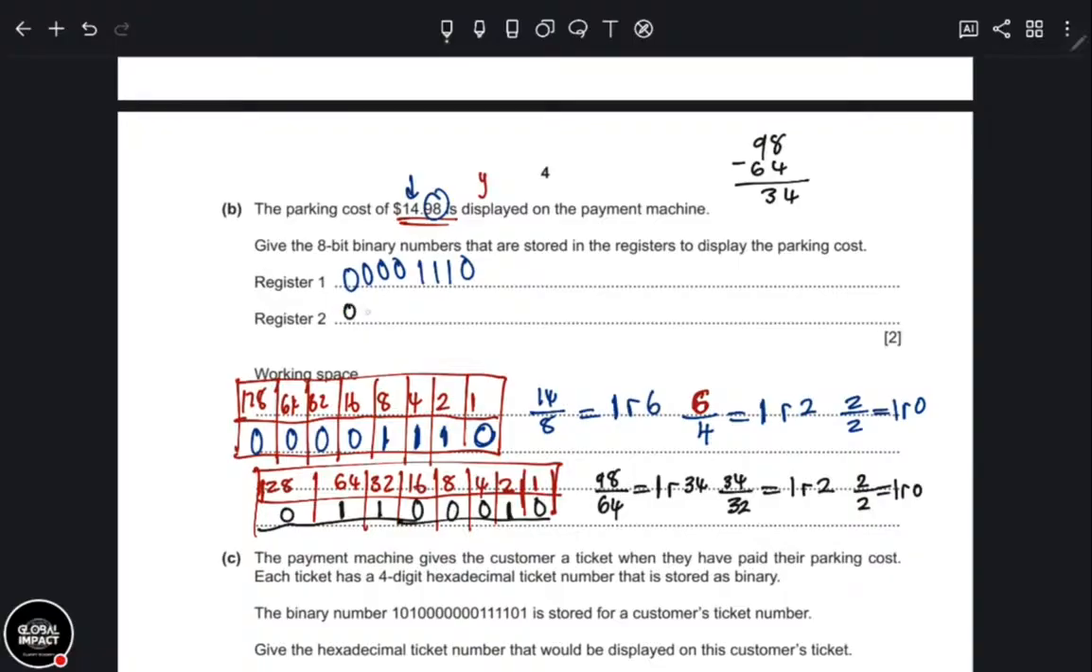So now what would we have? A 0, a 1, a 1, a 0, a 0, a 0, then a 1 and a 0. This is going to be your final solution, and you are done.